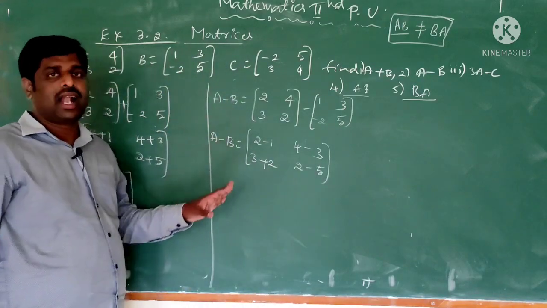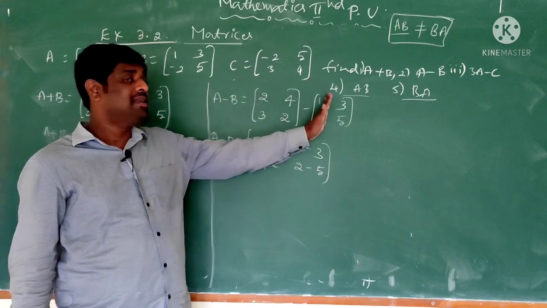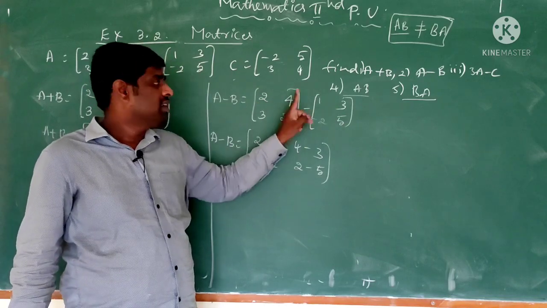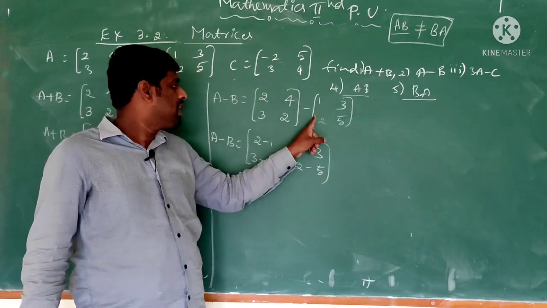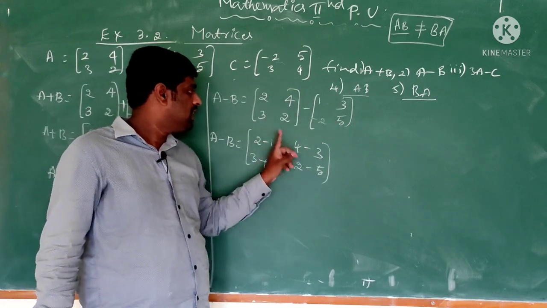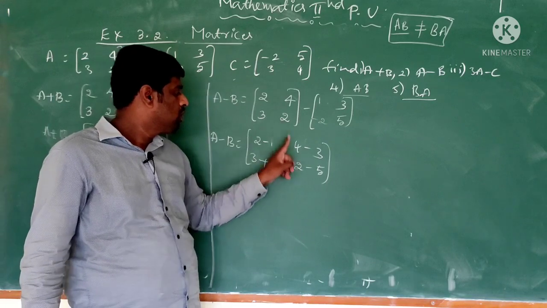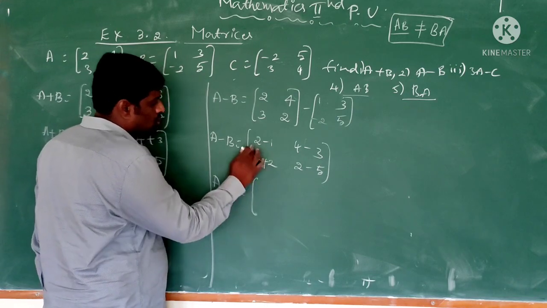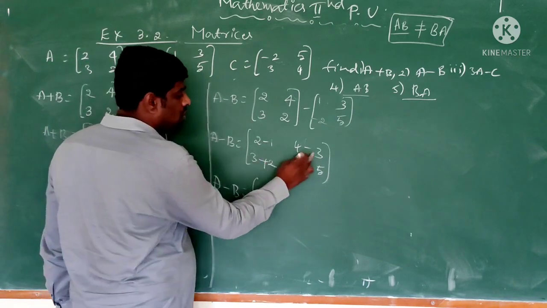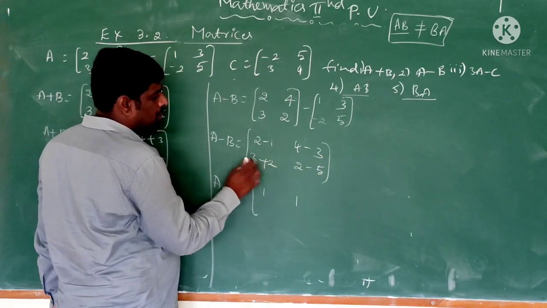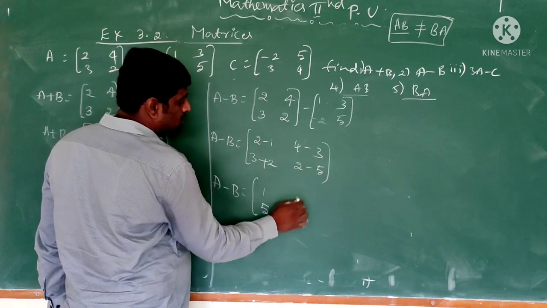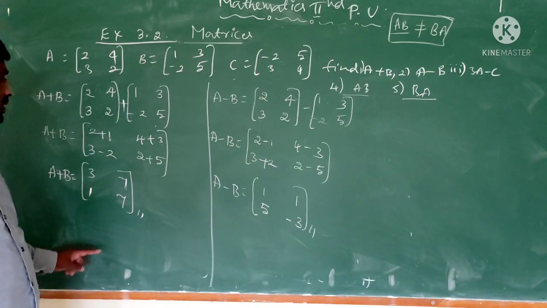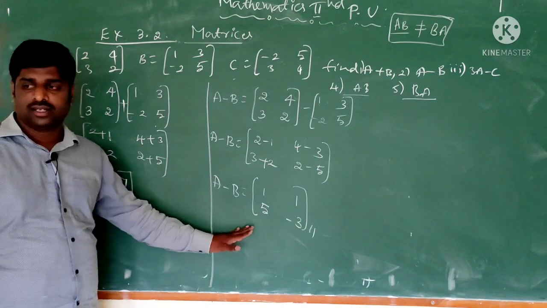So for addition and subtraction, we can add or subtract corresponding elements only. Don't subtract 2 and 3. Here first element, here first element. Here second element, here second element. 2 minus 1, 4 minus 3, 3 minus minus 2 is plus 2, 2 minus 5. Now A minus B is equal to 2 minus 1 is 1, 4 minus 3 is 1, 3 plus 2 is 5, 2 minus 5 is minus 3. This is A minus B. Okay, this is A plus B, this is A minus B.